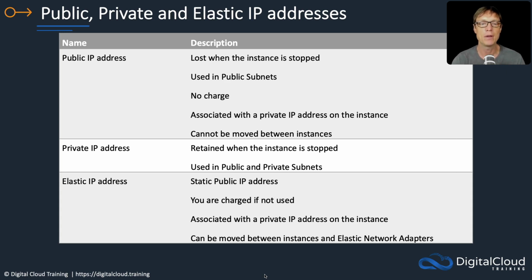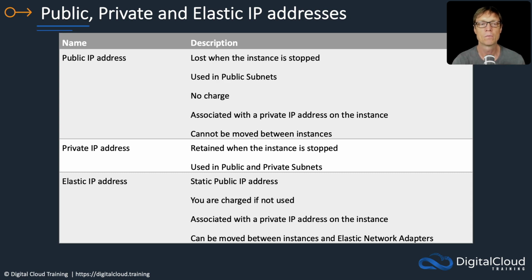Now let's actually start in the middle because the private IP address is the one that we've seen when we created our VPC. Remember, we created a block of IP addresses, a CIDR block, and then some subnets. Those are the private IPs. So those are the IP addresses that are used internally within your VPC. These are used with every single instance. Doesn't matter whether your instance is in a public subnet or a private subnet, it will always have a private IP address.